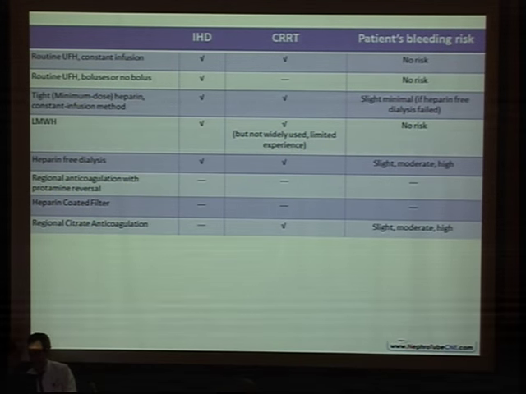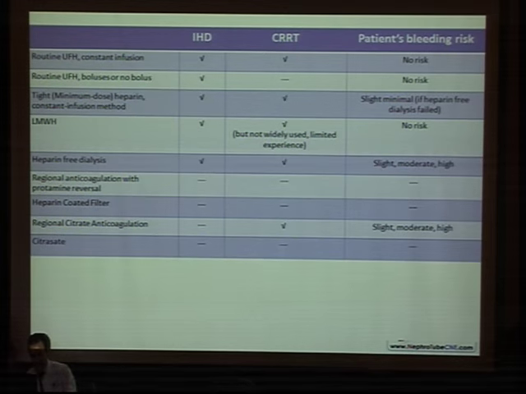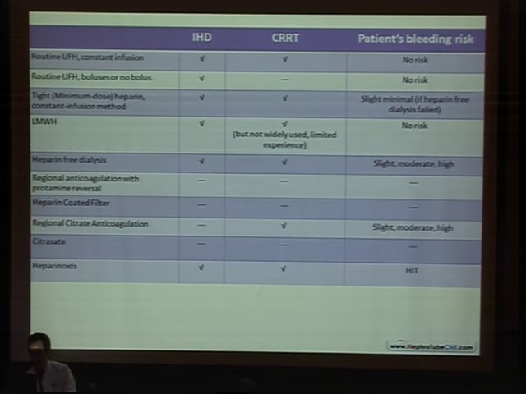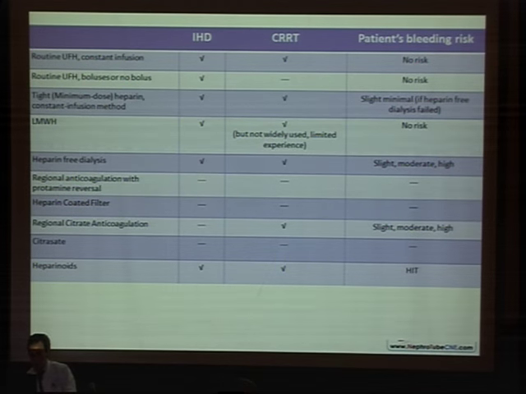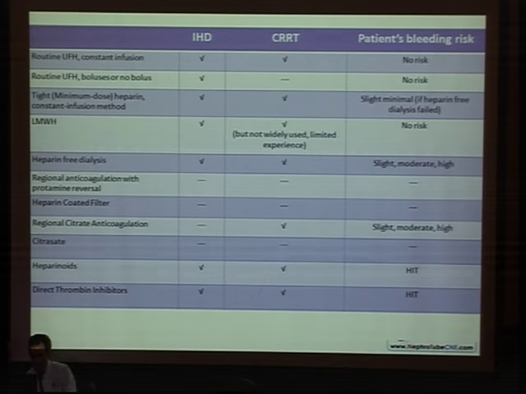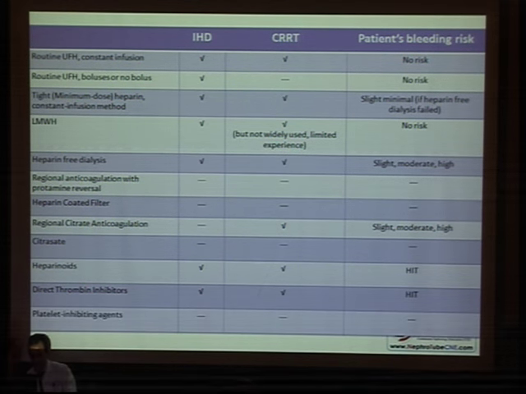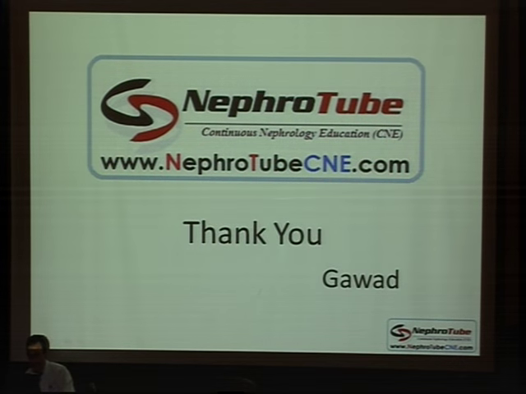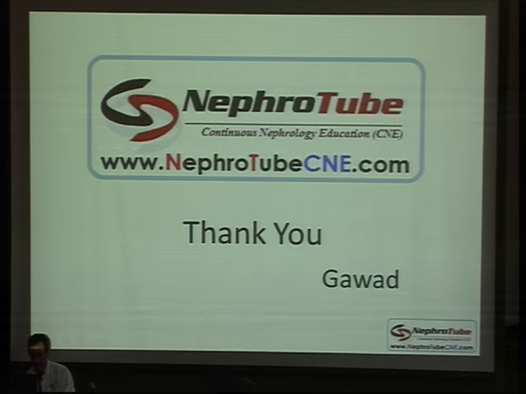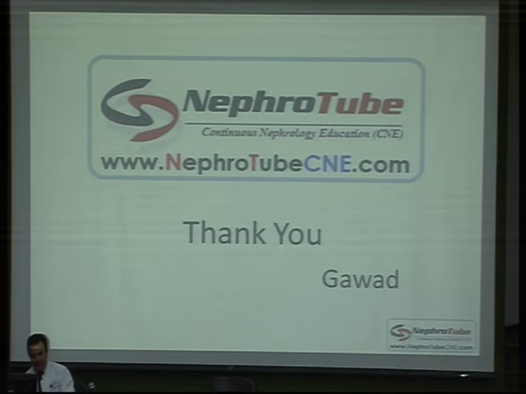Regional citrate anticoagulation is recommended only for CRRT and can be used with any patient bleeding risk. Citrasate is not recommended till now; it is under experimental studies. Heparinoids can be used in intermittent hemodialysis and CRRT, and their primary use is for the management of heparin-induced thrombocytopenia. Direct thrombin inhibitors are the same as heparinoids. And finally, platelet inhibiting agents are not recommended till now. This is the website that contains the literature of heparin-induced thrombocytopenia, www.nephrotube.com, and it contains many more lectures related to nephrology, and thank you.